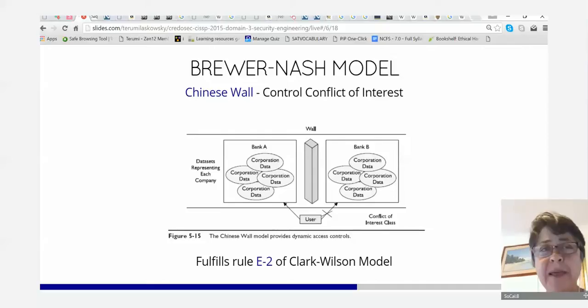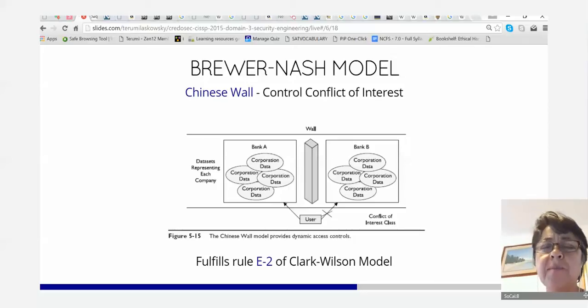And if Bank B were to contact this consultant and say, hey, look, I hear that you're doing a great job on Bank A. We have similar requirements and similar needs. Would you come and work for us as well? And if the contractor abides by the Chinese wall model, the answer will be no. Okay, because you're in the same industry, and I cannot work for another company in the same industry.